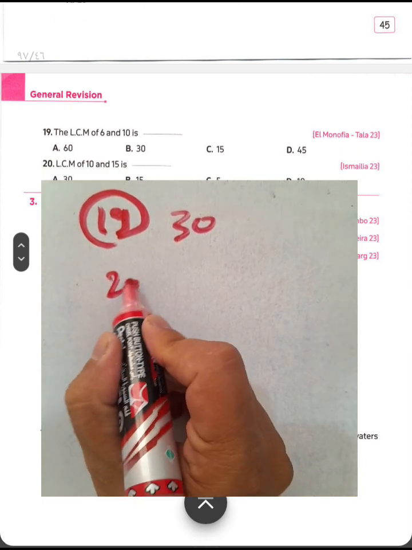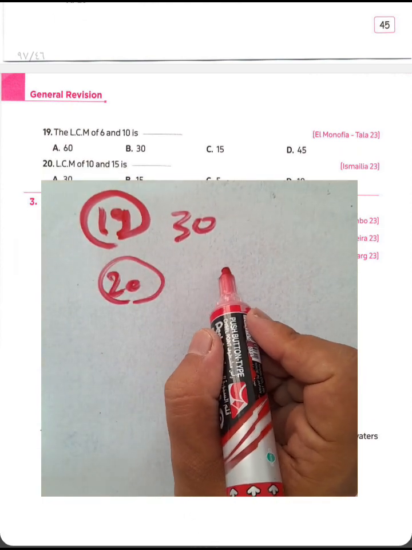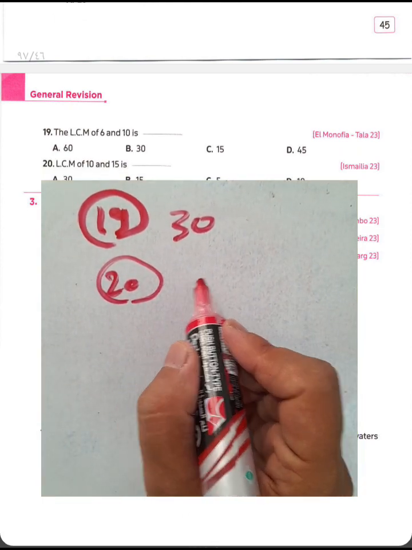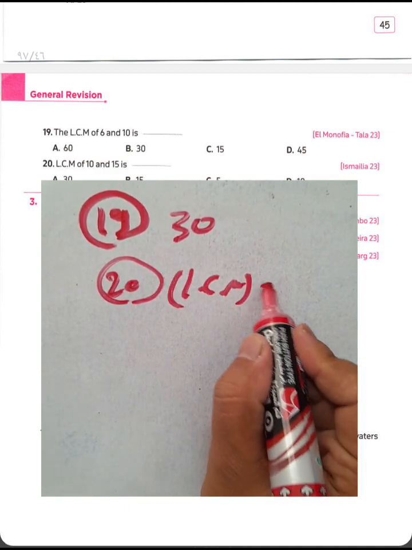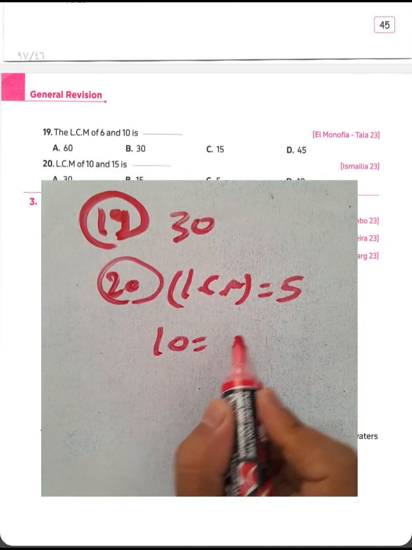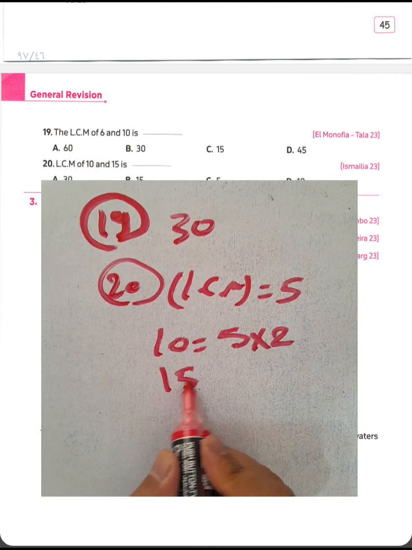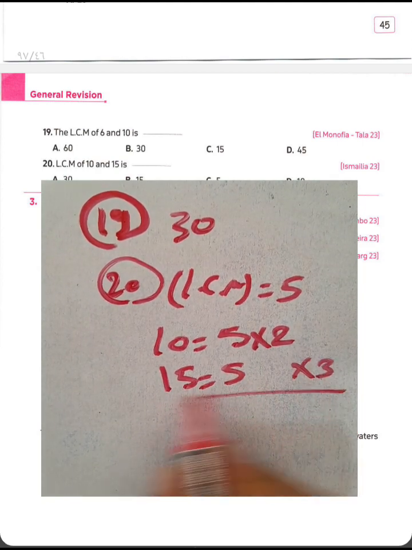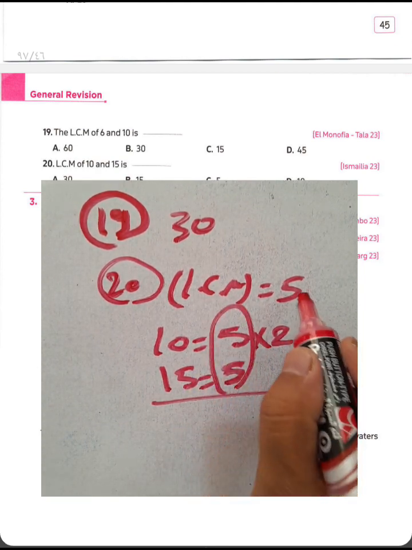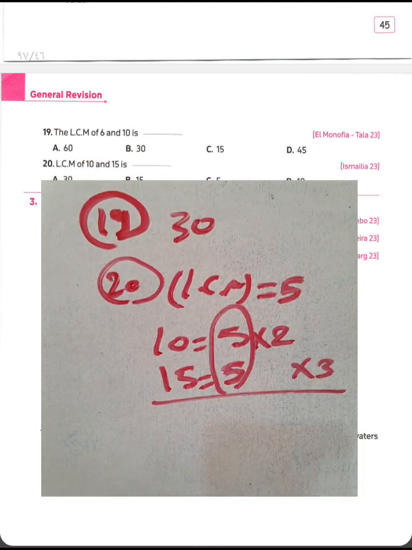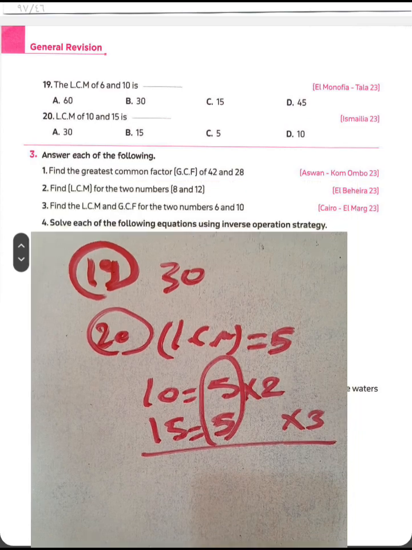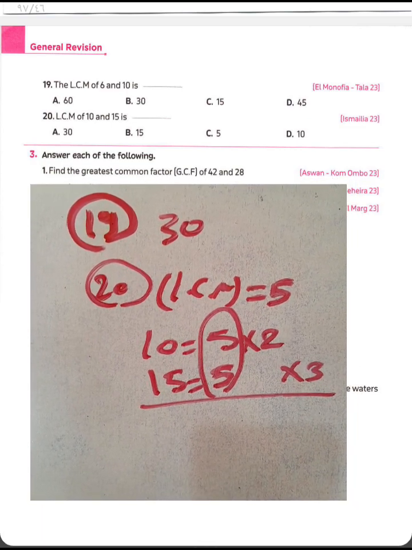Question 20. The least common multiple of 10 and 15. 15 and 10, what will the least common multiple be? It will be 5 because 10 equals 5 multiplied by 2 and 15 equals 5 times 3. Okay, the least common multiple between them will be what? It will be 5. Question number 2. Answer each of the following.